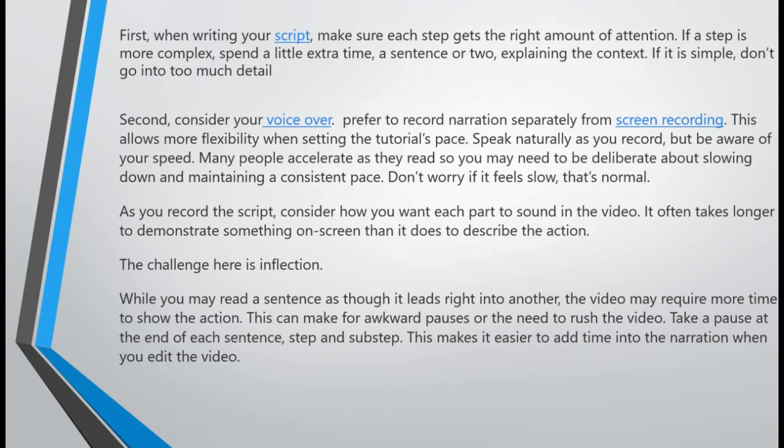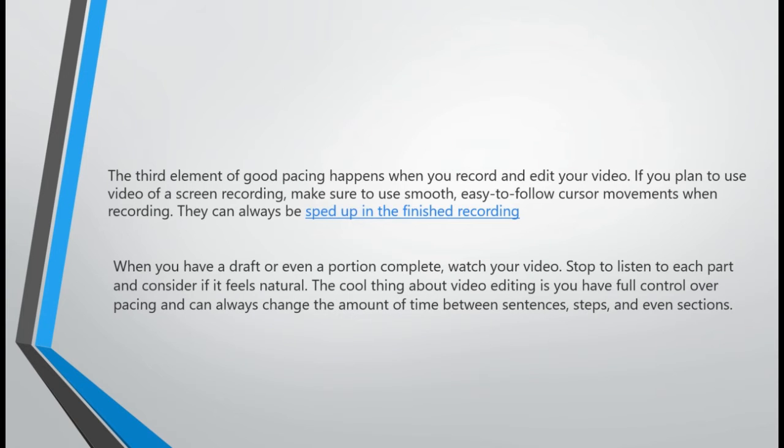The third element of good pacing happens when you record and edit your video. If you plan to use video of a screen recording, make sure to use smooth, easy to follow cursor movements when recording. They can always be sped up in the finished recording. When you have a draft or even a portion complete, watch your video. Stop to listen to each part and consider if it feels natural. The cool thing about video editing is you have full control over pacing and can always change the amount of time between sentences, steps, and even sections.